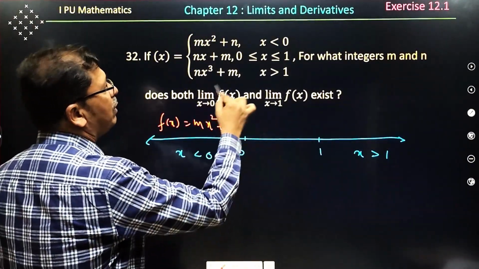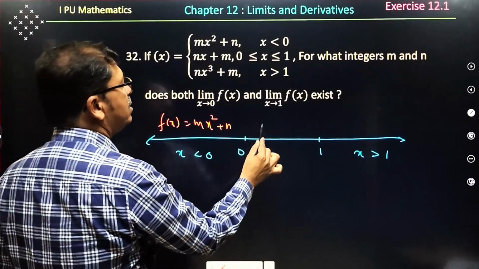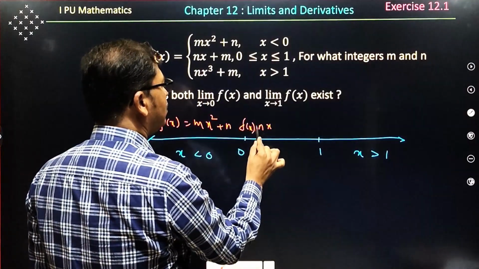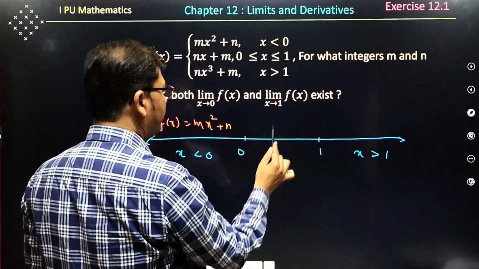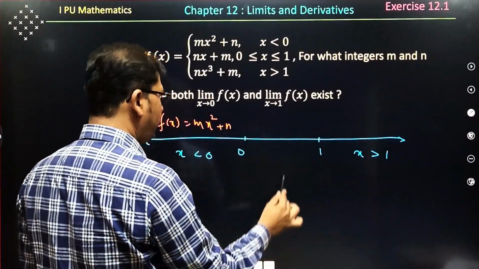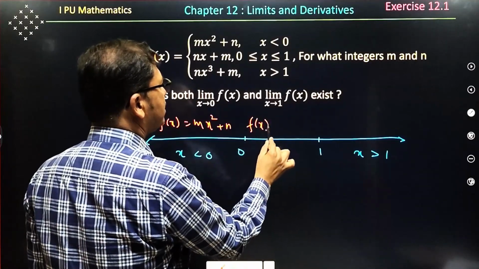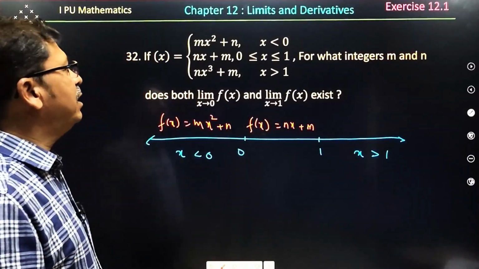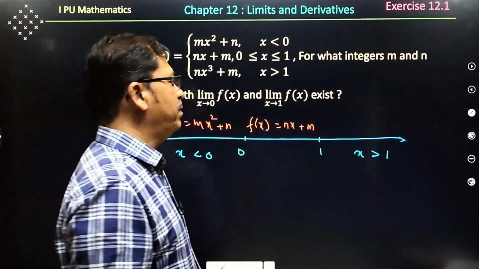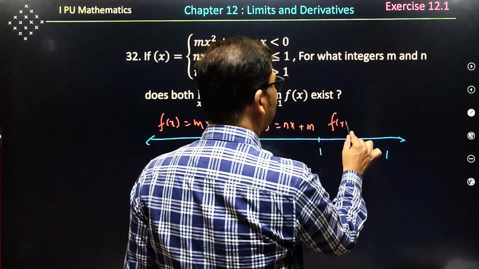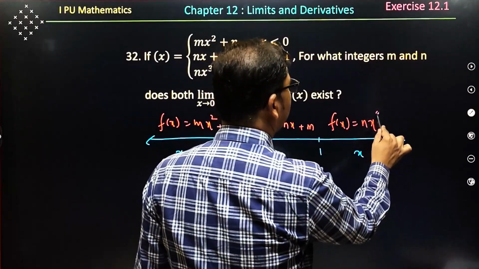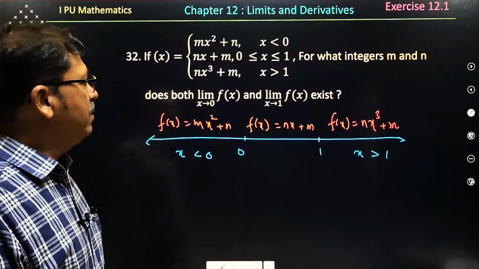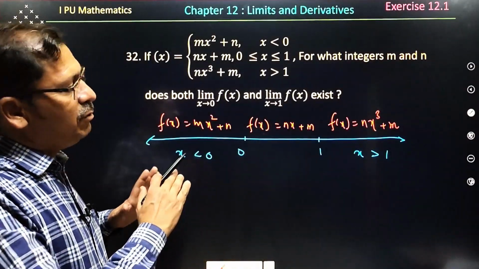In between 0 and 1 it is defined as nx plus m. f(x) is equal to nx plus m, you can write. Okay, and then further when x is greater than 1, nx cube plus m. f(x) is equal to nx cube plus m. Okay, so this is what the given function.